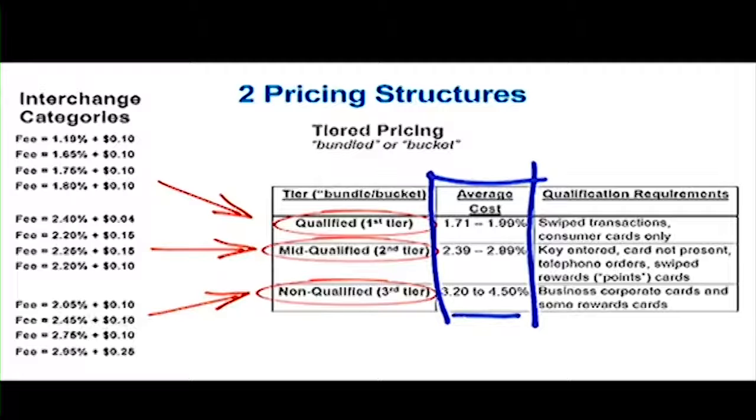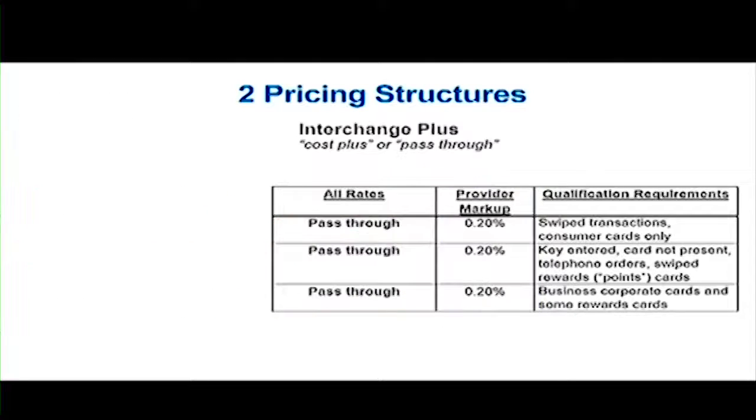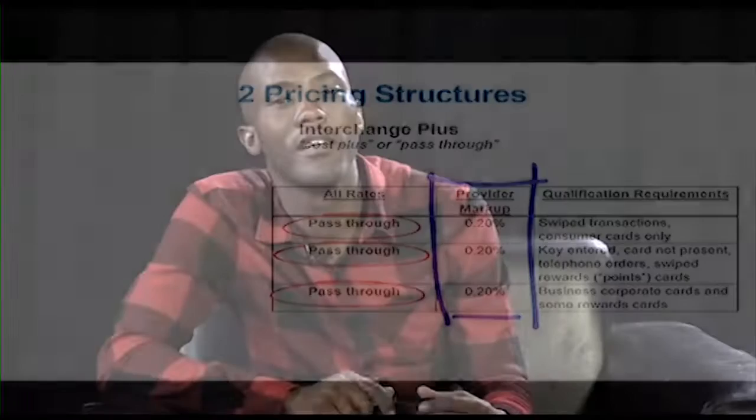Tier pricing sorts the hundreds of interchange categories, and each tier is priced high enough to cover the average of all of the rates and fees that fall under that tier. Interchange plus pricing passes the actual interchange cost through to you, and a small provider charge is added in addition, also referred to as provider markup.